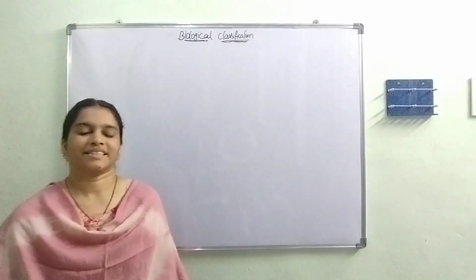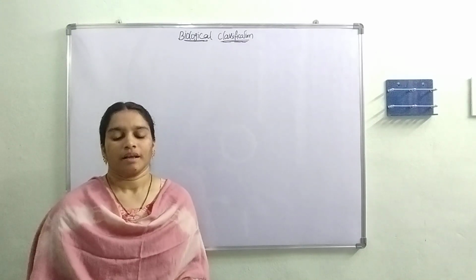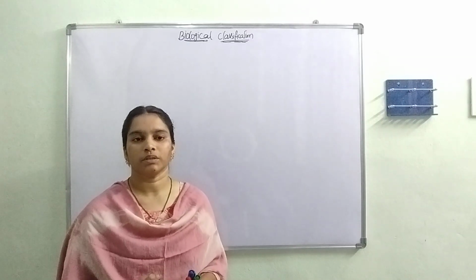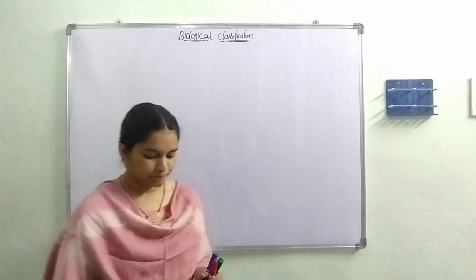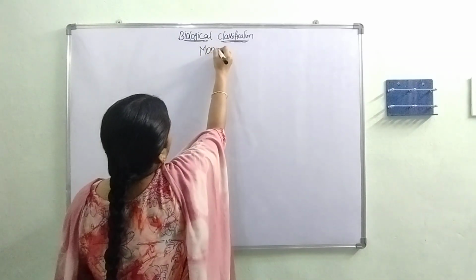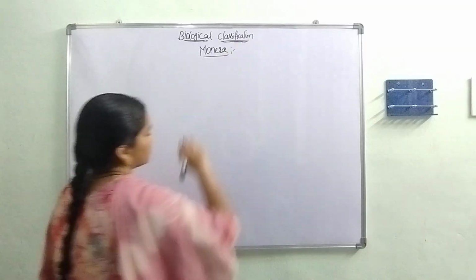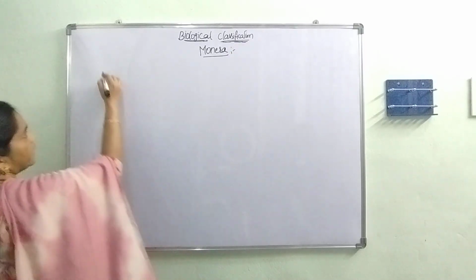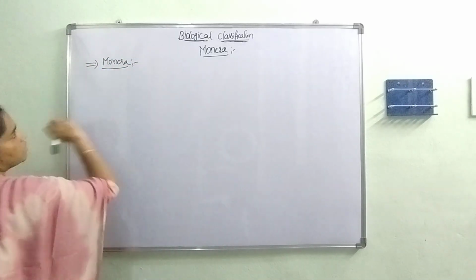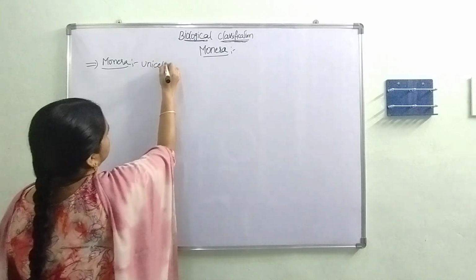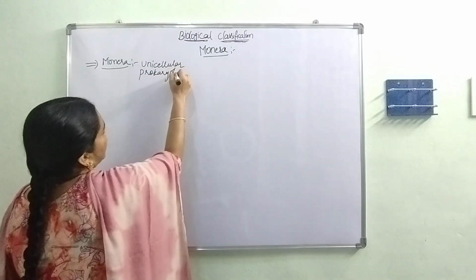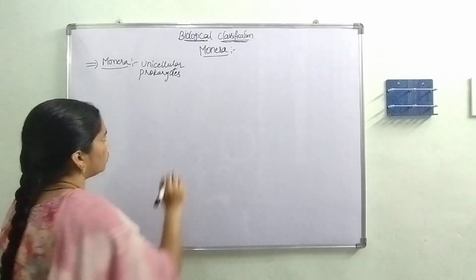Students, let's start the new class, that is Whittaker's five kingdom classification, from which we are going to learn about the first kingdom, that is Monera. And these Monerans are unicellular prokaryotes. What is a prokaryote?